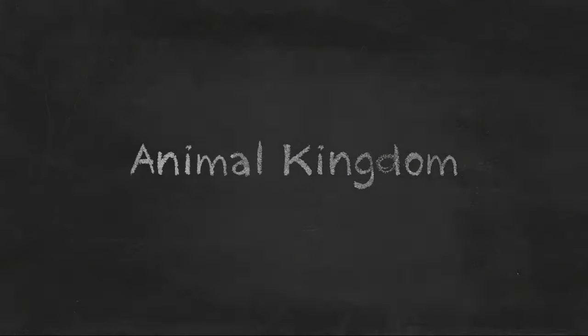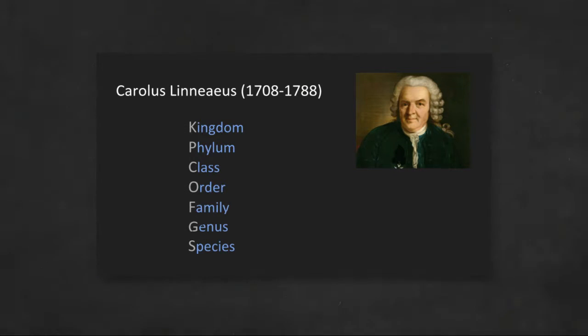I hope you enjoy. Today we're going to discuss the different classes of vertebrates that fall within the animal kingdom. We're going to talk about the distinguishing traits and identifying traits of the organisms that fall within these classes. Our modern-day taxonomic system was developed by Swedish botanist Carolus Linnaeus. His system divided all organisms into the following: kingdom, phylum, class, order, family, genus, and species.